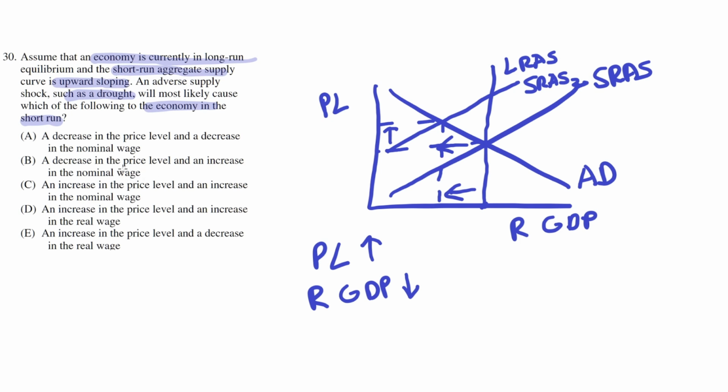So we can eliminate any answer choice that goes against this. A and B are both incorrect because they highlight a decrease in the price level, which is not according to the graph. C, an increase in the price level and an increase in the nominal wage.